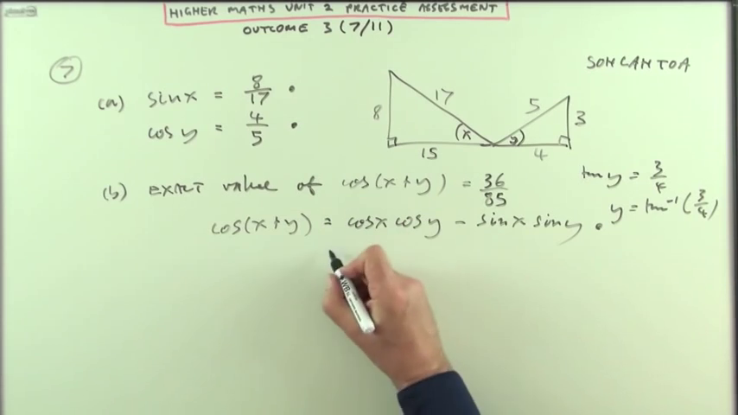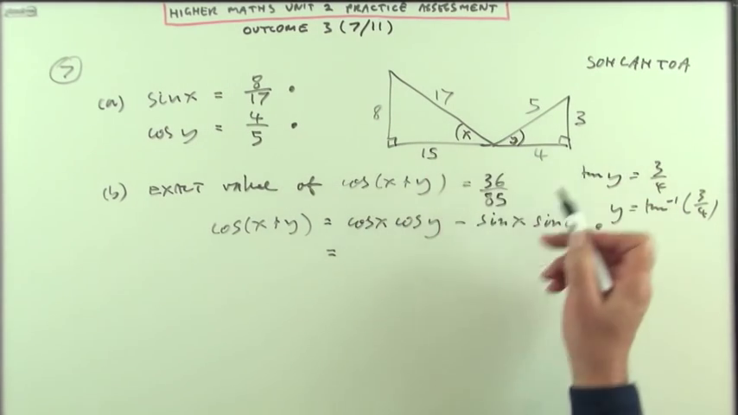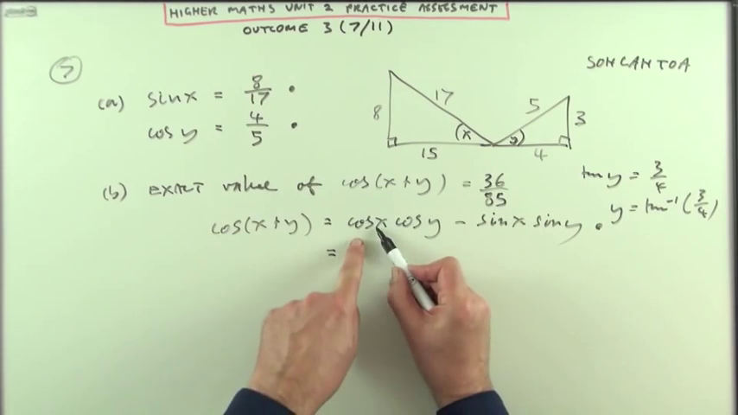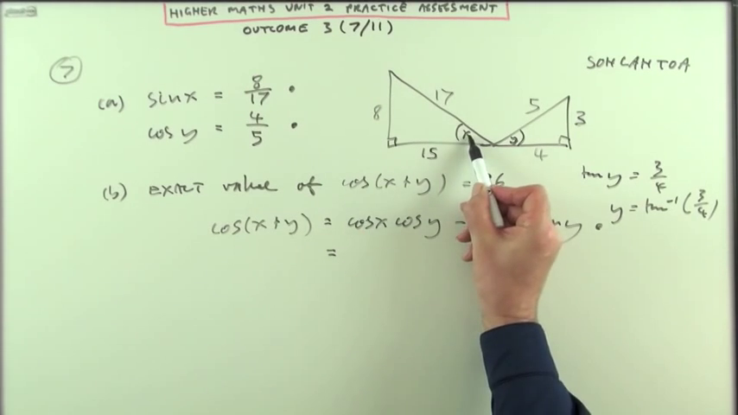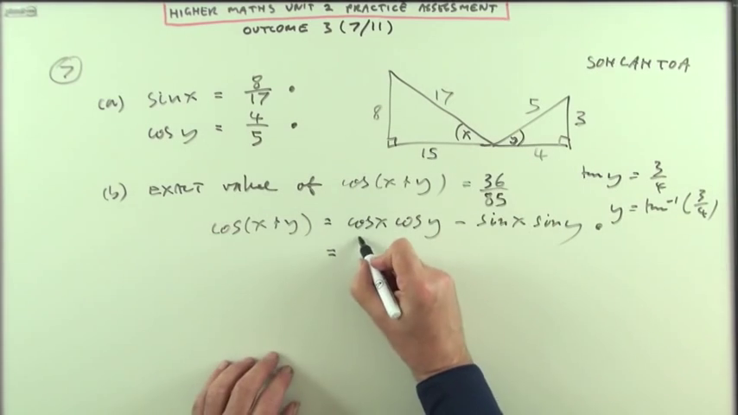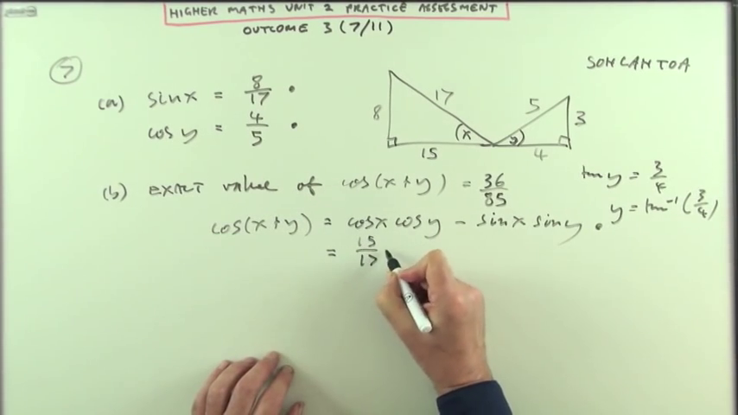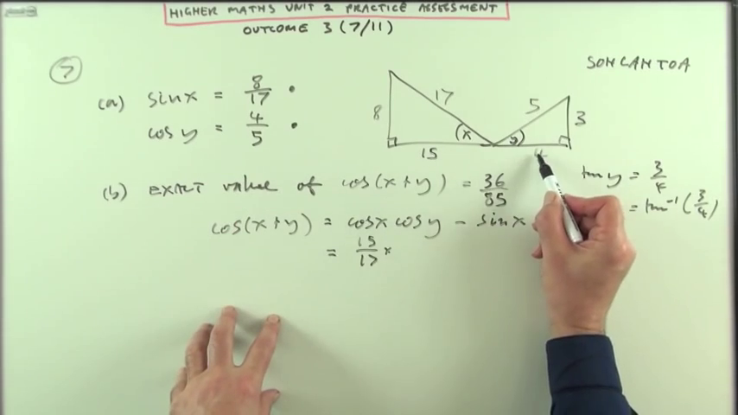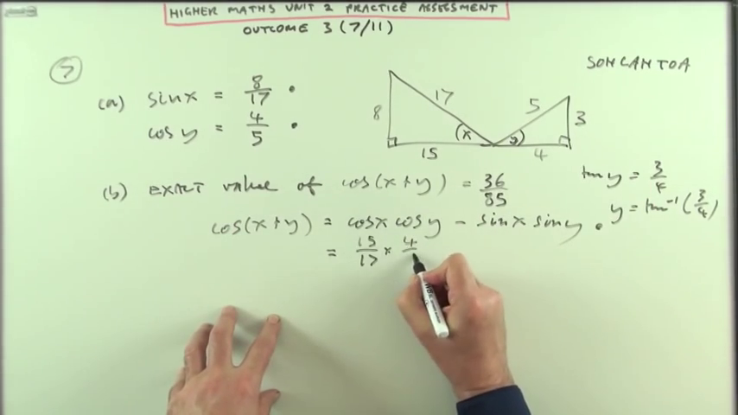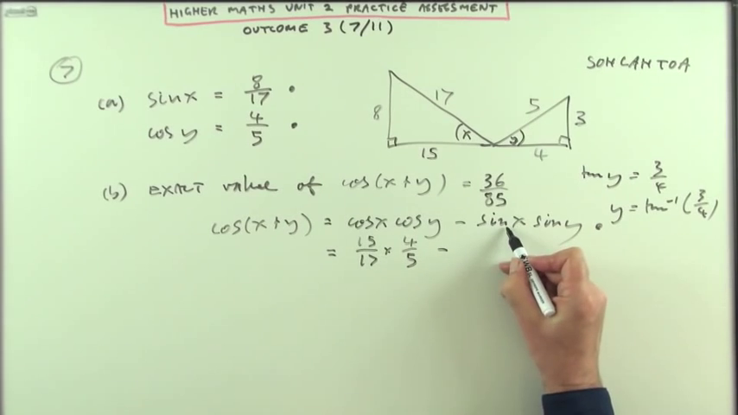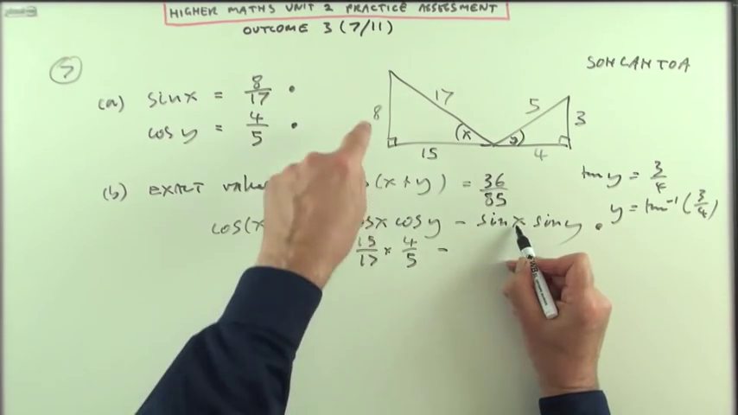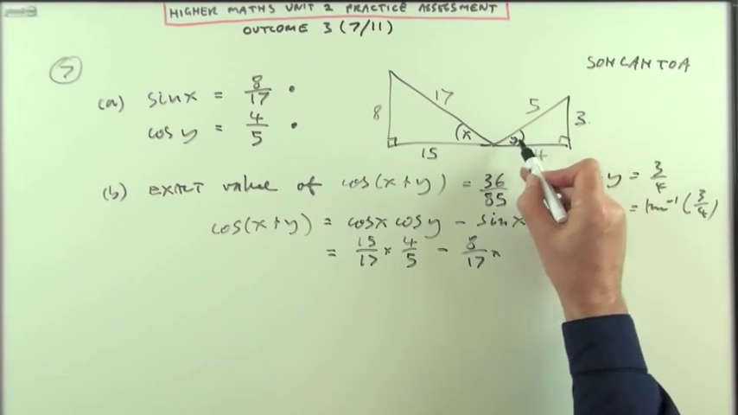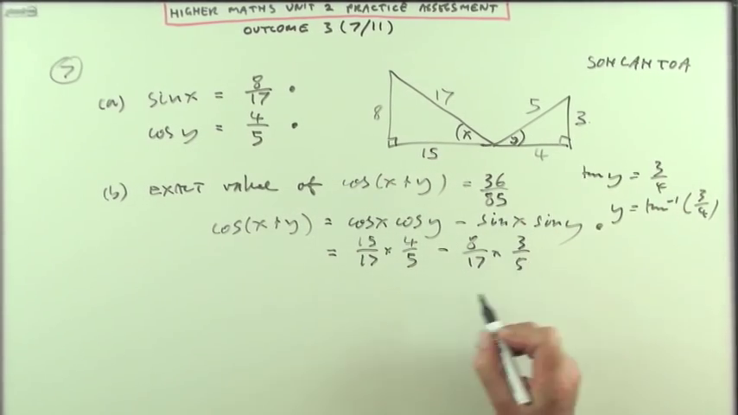The second mark's much lengthier, because now I'm going to have to go through this triangle filling in all the bits and pieces. It's not that tricky, really. Cos of x means next to x. Next to x is 15, so it's 15 over 17. Cos of y, I know I've got it already, but I'll just go back to this, means next to y, 4 over 5. Minus sine of x means opposite x, that's 8 over the 17. Sine of y means opposite y, that's 3 over 5 here.